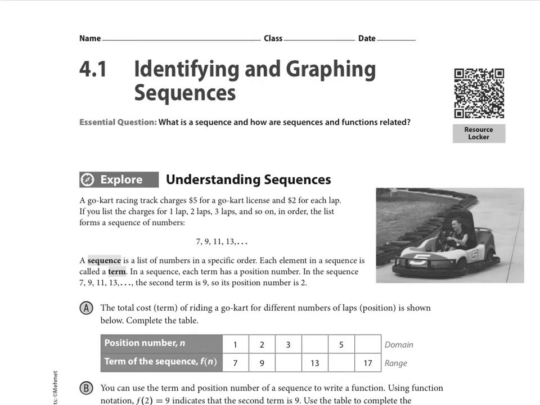Lesson 4.1, identifying and graphing sequences. So one of the things we talked about is math is two things, the same thing in different ways, and also about patterns. When we talk about sequences, we are talking about patterns. That's all we're talking about.